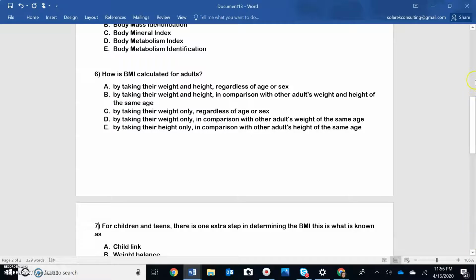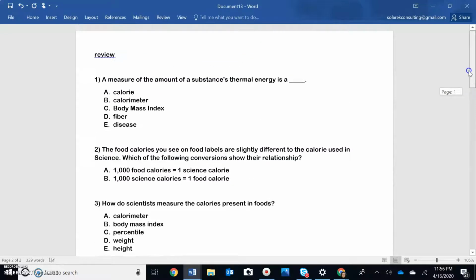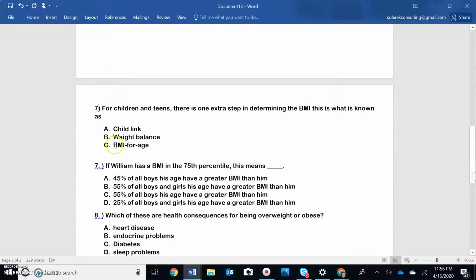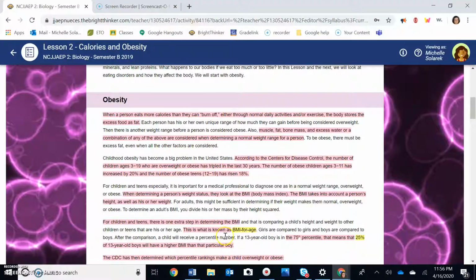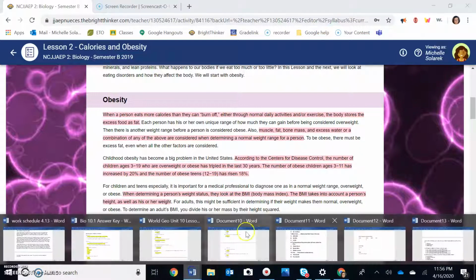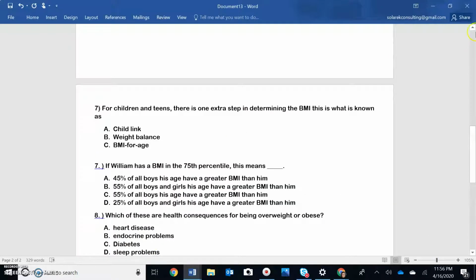For children and teens, there's one extra step. For children and teens, where did our number 7 go? There's one extra step. In determining the BMI, this is what is known as what? Child length, weight balance, or BMI for age. Do you need a peek? Was it A, child length, B, weight balance, or was it C, BMI for age? This is what is known as, right there's your answer. Okay, going back, you found that answer in there.